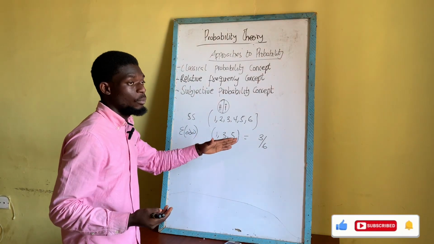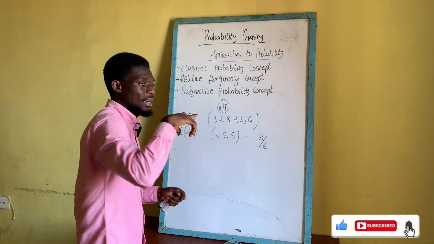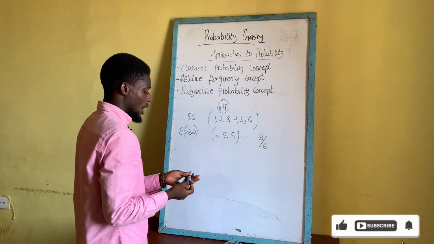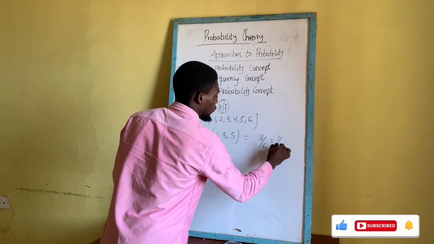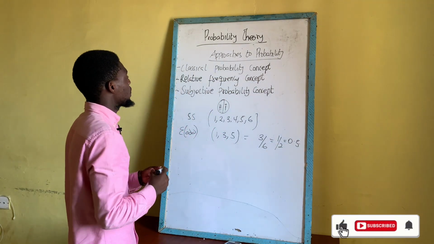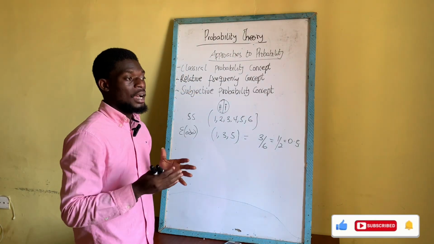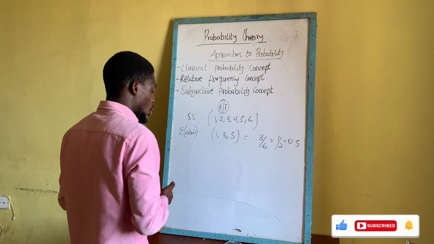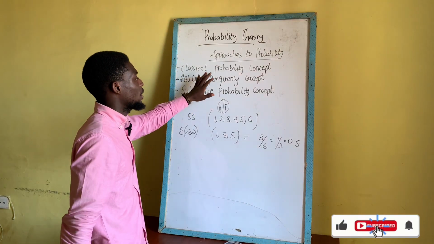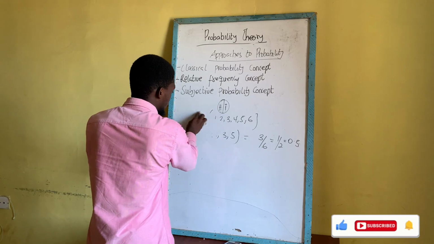So if we are rolling this particular die and we are to get an odd number, its probability is going to be 3 out of 6, which is 1 out of 2. It's the same as 0.5. So that's basically the classical probability concept. It is based on the assumption that all outcomes are equally likely to occur. Now let's look at the relative frequency concept.